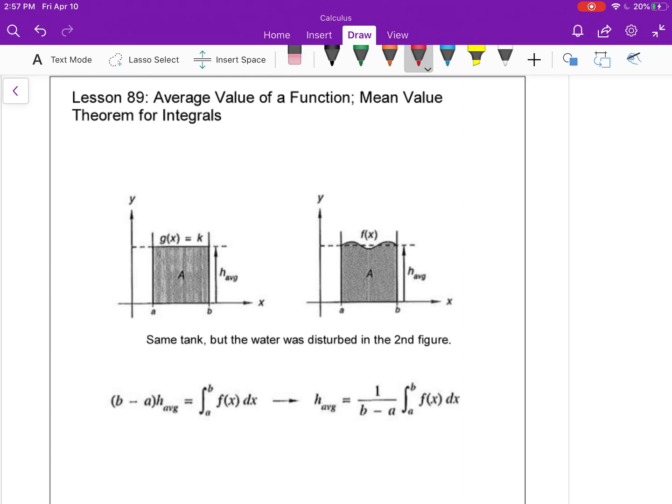In lesson 89, we'll be looking at the average value of a function, and then we'll go ahead and discuss the mean value theorem for integrals. So let's start with the average value of a function.